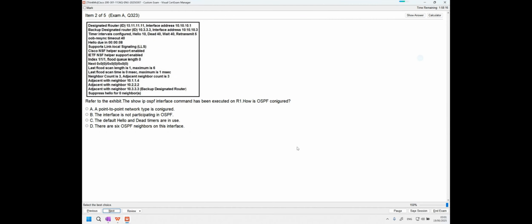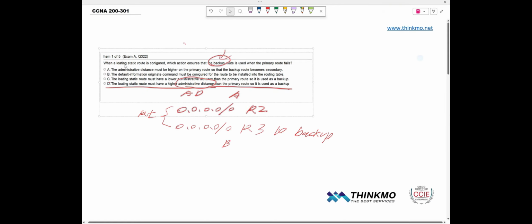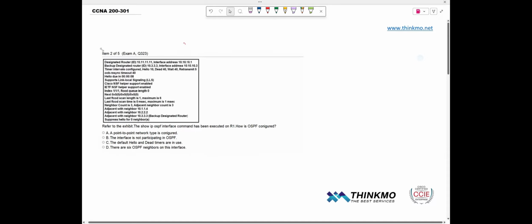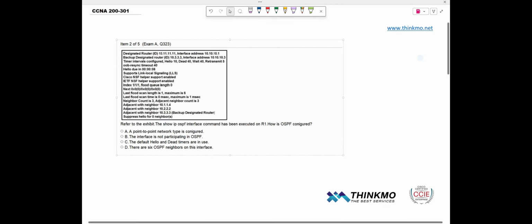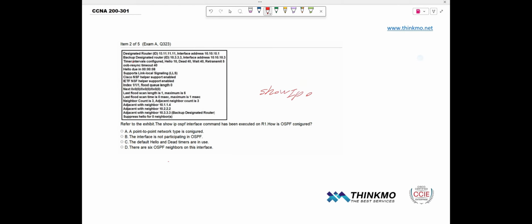All right, question 2. Let me just zoom in a bit here for clarity. Now, for this second question, it specifically requests that we carefully look at this diagram. And it says that on the router, the command show ip ospf interface was executed. After running this command on this router, which of the following options is correct?